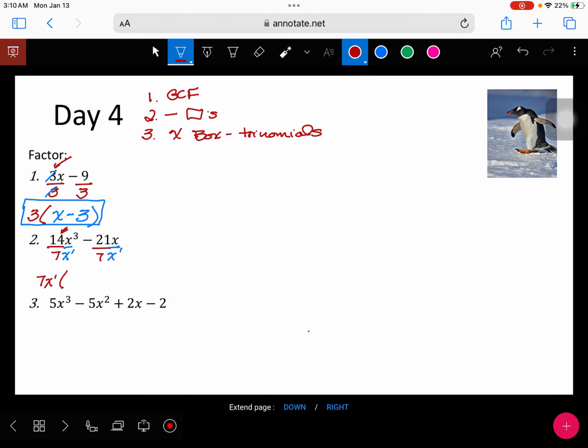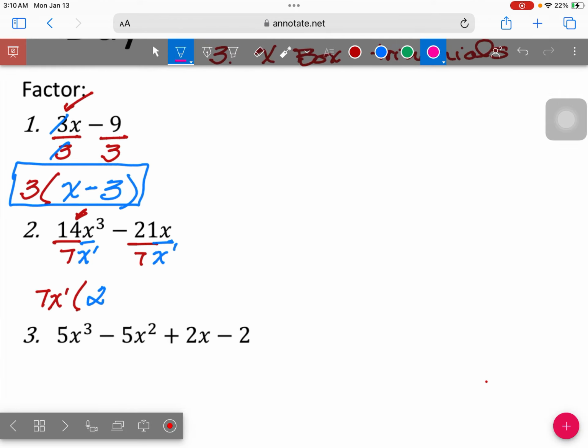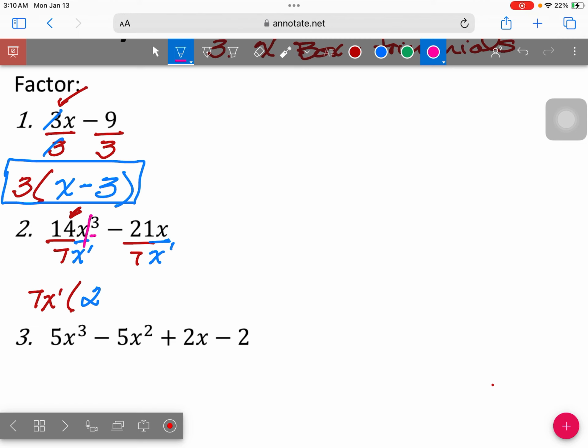And when I factor that out, which means I'm dividing, 14 divided by 7 is 2. X to the third divided by x to the first. Remember, we are subtracting the exponents when you divide powers with the same base, and that gives me x to the second minus 21 divided by 7 is 3, and x to the first divided by x to the first simplifies out to be 1. 3 times 1 is 3, and so this is our factorization.